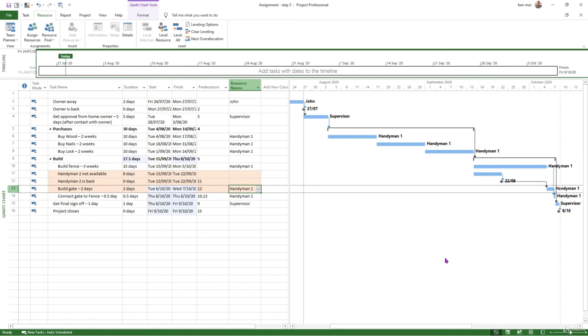So to be used with caution, I would say. Always back up before you play with resource leveling as well.